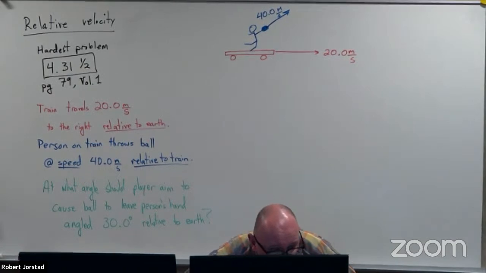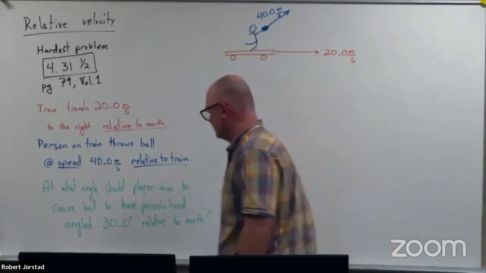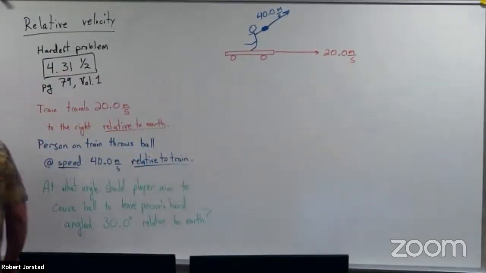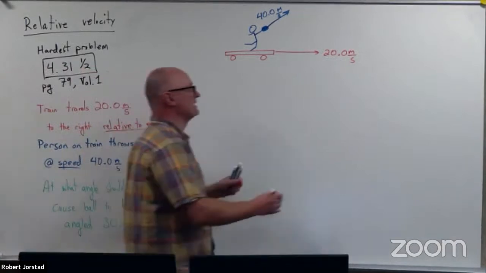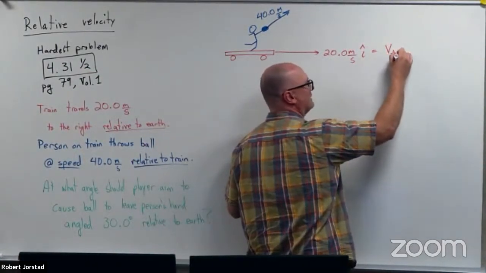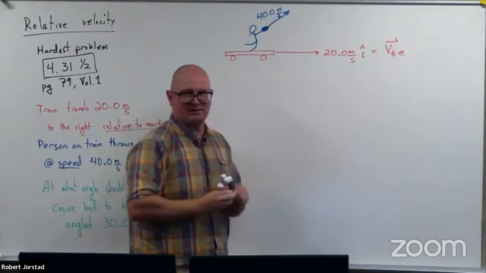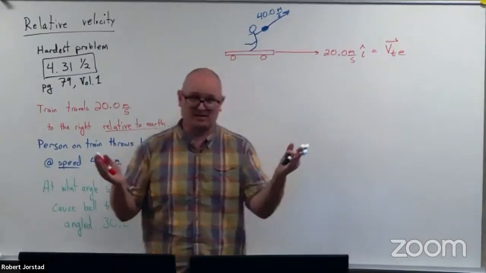Okay, this is problem 4.31 and a half. You've got a train going to the right at 20 meters per second relative to the earth. That's pretty easy. This is going to be i hat, and that's the velocity of the train relative to the earth. That's done. Notice you can use lowercase, uppercase, any case goes.